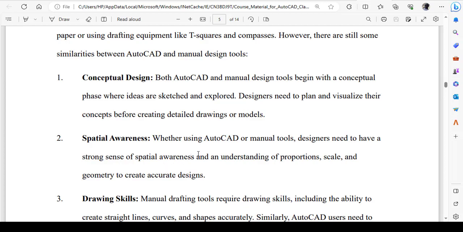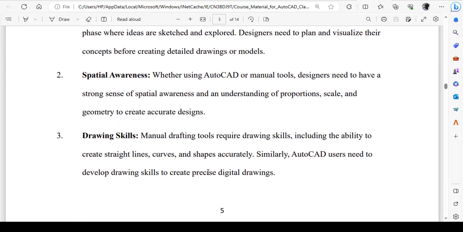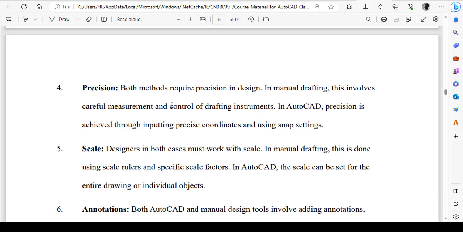Also, your spatial awareness. You must talk about your scale, your geometry projection, how you want to get your design to be. You must think about it. So that is when we talk about spatial awareness. Your drawing skills. So you're talking about, okay, what are you going to do? Are you going to use lines, curves, all of this? You must think about all of this, and you have to apply them to both the manual drawing and also your AutoCAD drawing. Then precision, which is talking about your accuracy. Yeah, you must also put that in mind. Both deal with precision also.